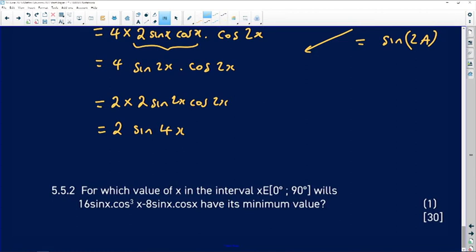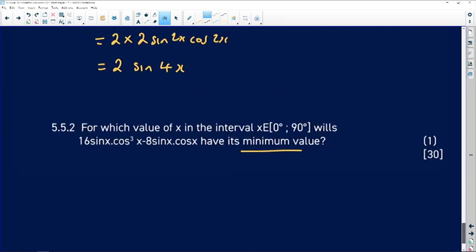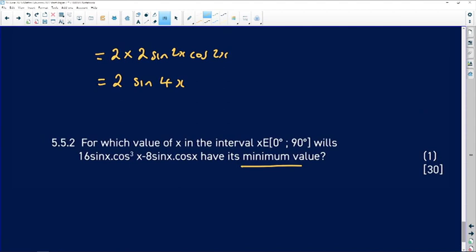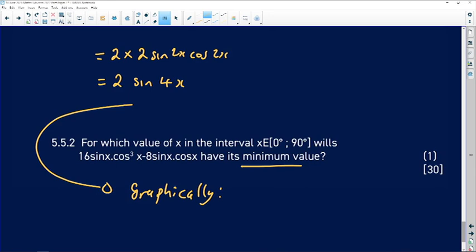Now in closing, for which values of x in the interval between 0 and 90 degrees will this 16 sine x times cos cubed of x minus 8 sine of x times cos of x have its minimum value? Minimum value. Now if you're doing trig and you have your trig expression represented by a single trig ratio, you can think about it in terms of graphs. Graphically, if I'm thinking about it as a graph, let's just say maybe the graph of y is 2 sine of 4x. What would it look like?